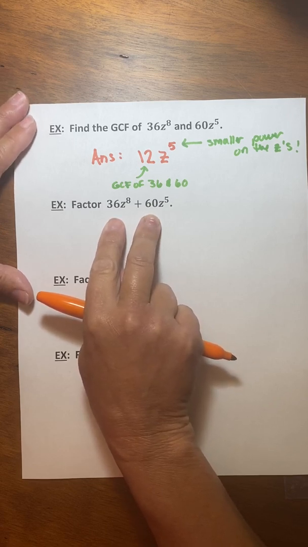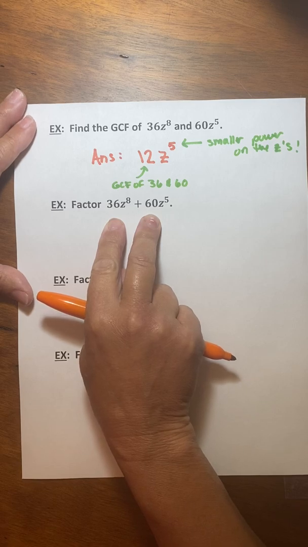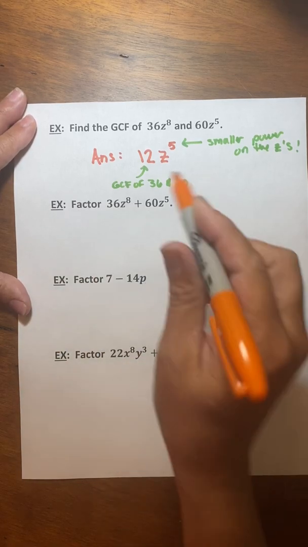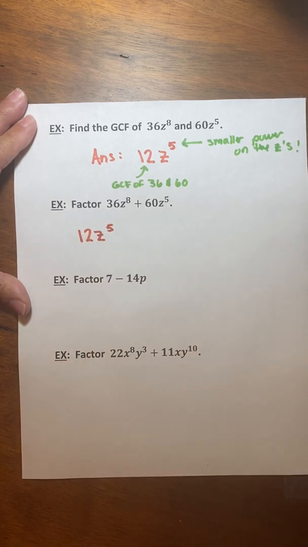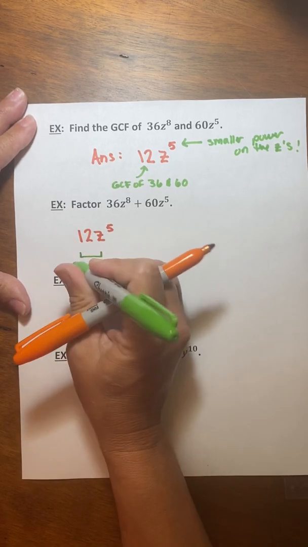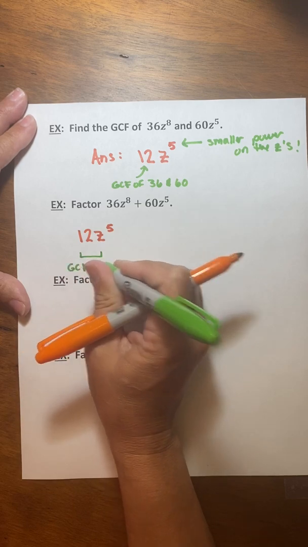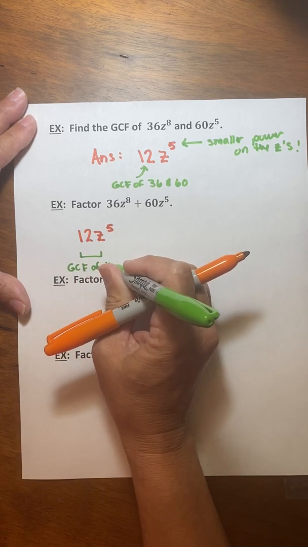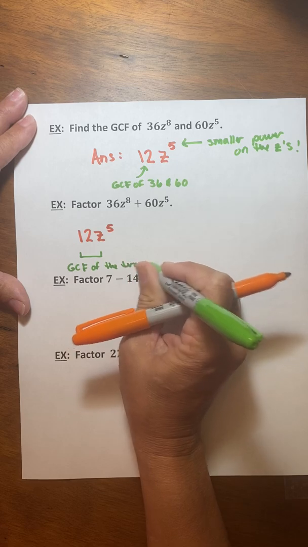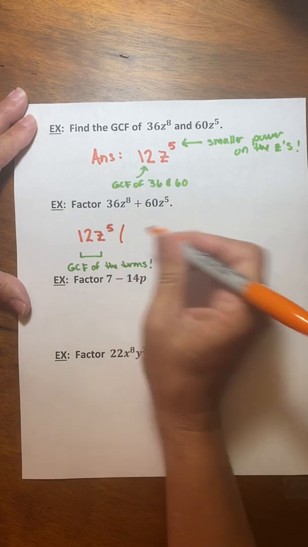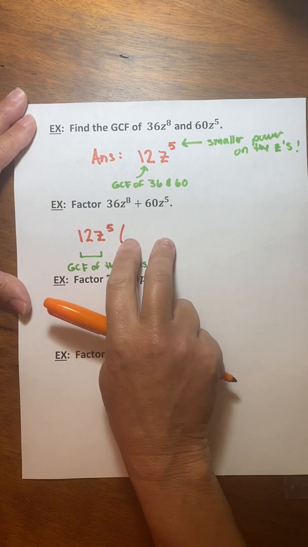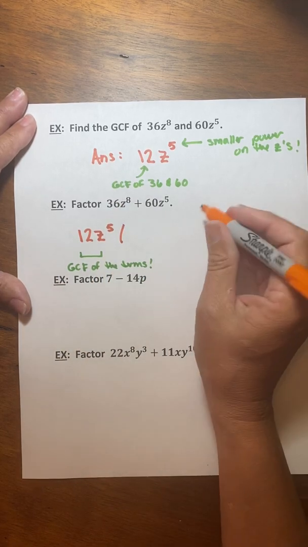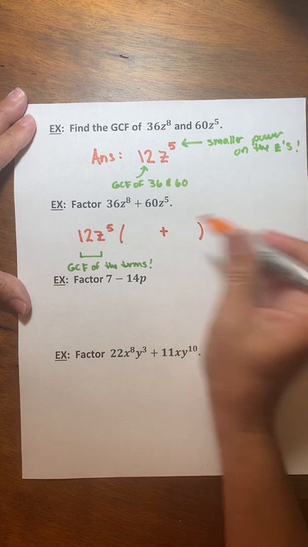So we just saw that the greatest common factor of 36z to the 8th and 60z to the 5th is 12z to the 5th. So that's what we pull out. So this was the GCF of the terms. Okay, and then we insert parentheses. If you start with two terms, then you will have two terms inside the parentheses. All right, and we will keep this addition.